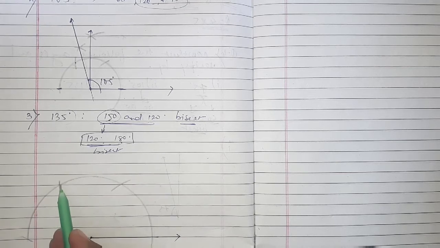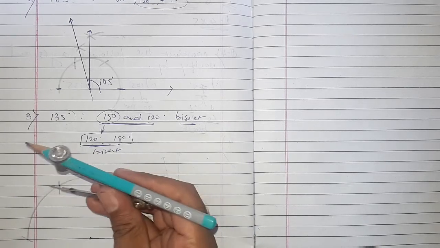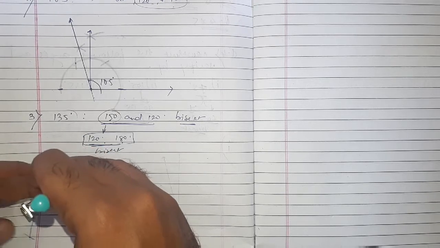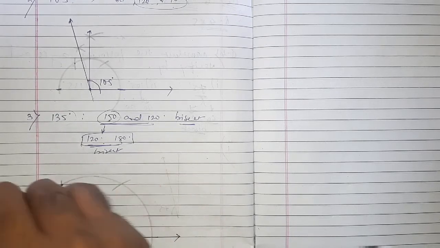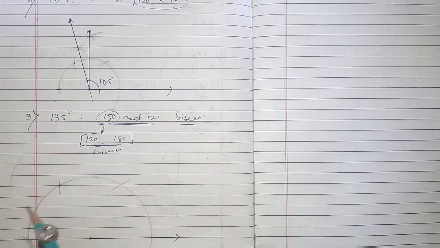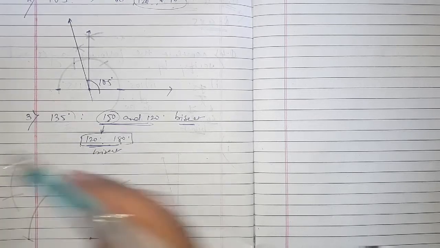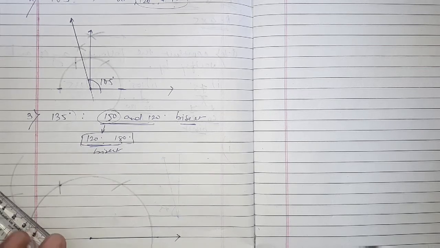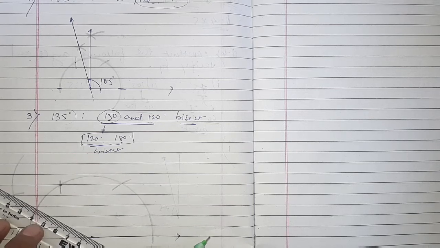So now from the 120 and from the 180, bisect them to get first of all 150 degree. Okay, so take more than half measurement and make an arc. Clear. Now join them. So this is your 150 degree first of all.